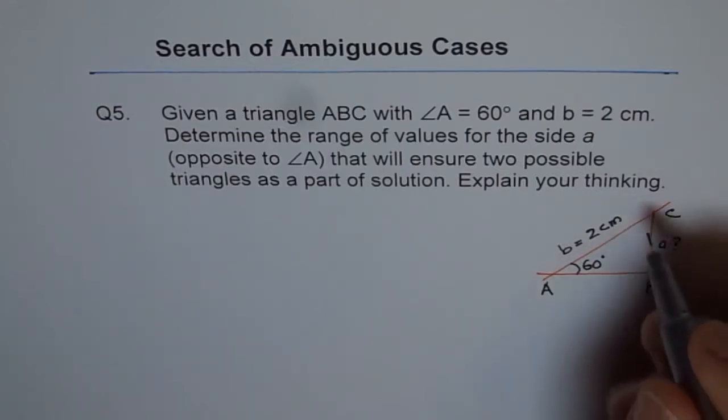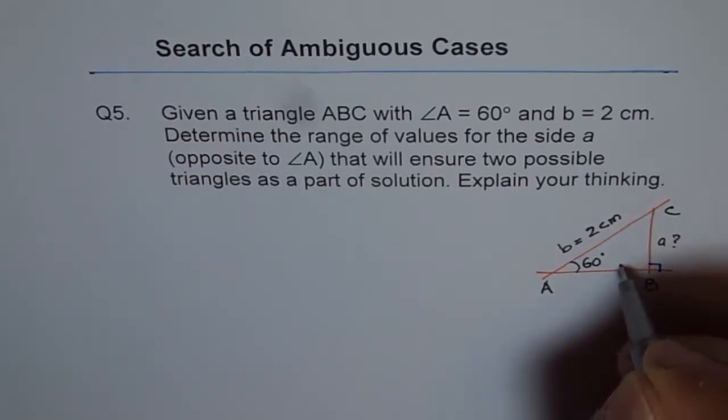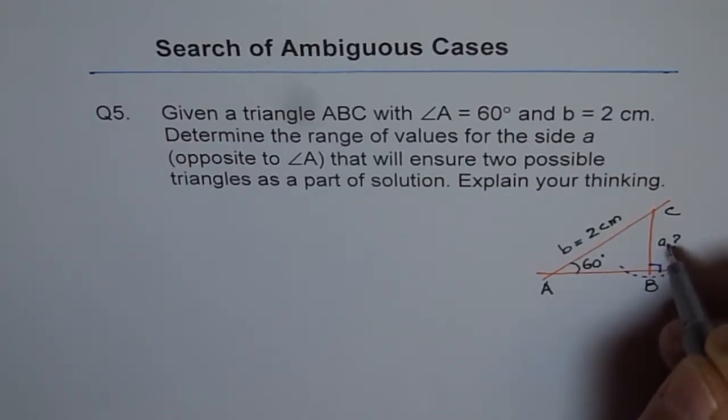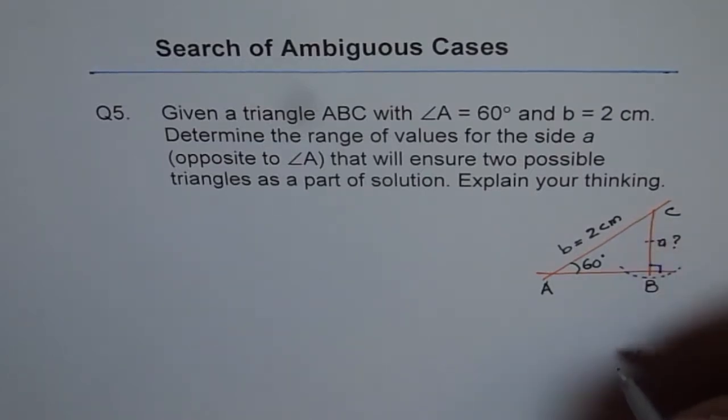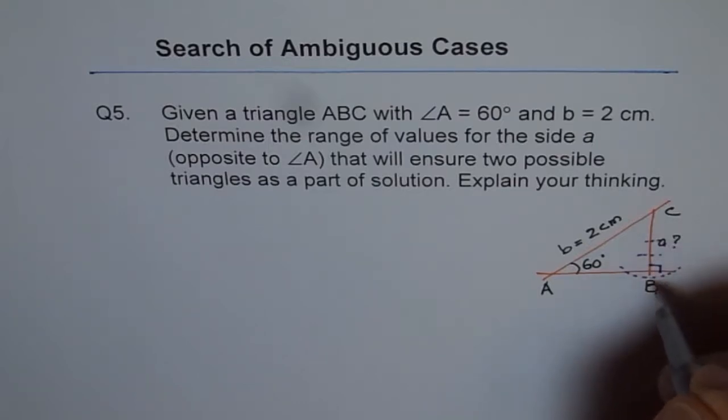Now if I need two solutions, then this side A should be greater than CB, right? If it is greater than CB, then I get two solutions. Do you see that? But if my side A is less than CB, then I don't get any solution. Do you understand? So that is the philosophy which we are going to use to figure out all the possible values A can take so that we get two solutions, not just one.